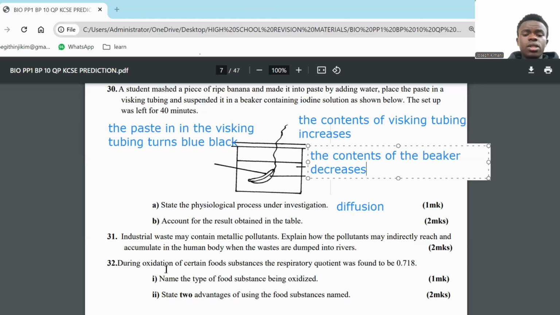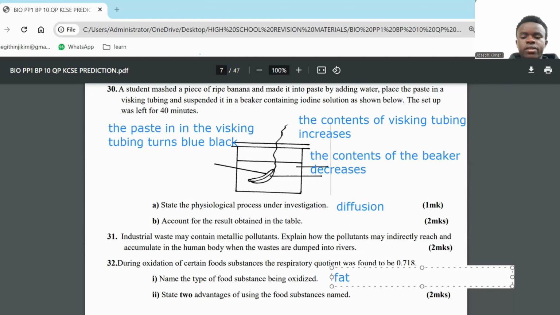Now, for the last question, during the oxidation of certain food substances, the respiratory quotient was found to be 0.718. Name the type of food substance being oxidized. So this obviously is fat. Fat is the one that usually has a respiratory quotient of 0.7. And now give 2 advantages of the food substance named. If you use fat, there are 2 advantages.